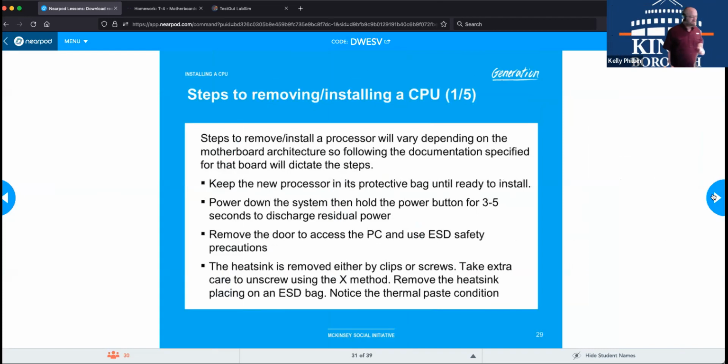All right, next section, steps to removing and installing a CPU. Kind of similar to some of the steps we've gone over in previous slides, but we'll get into it here. Make sure you've read through the documentation received from your manufacturers, making sure that the CPU is compatible with the motherboard that you're going to be using. Keep the new processor in its protective bag until you're ready to install.